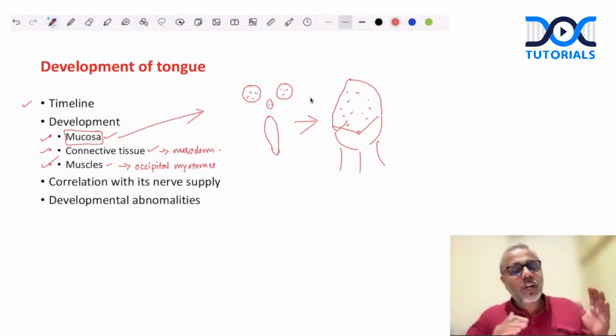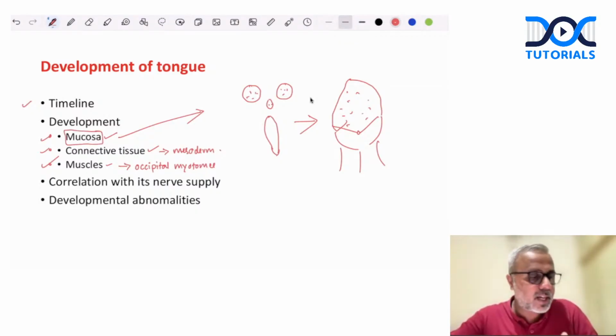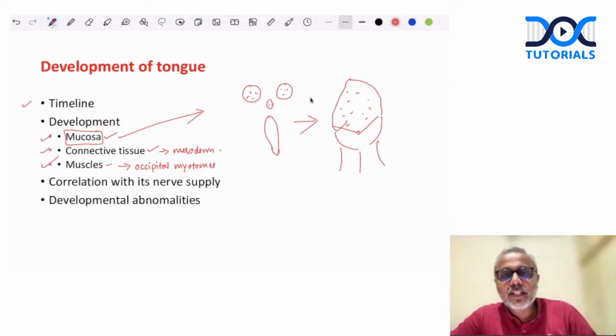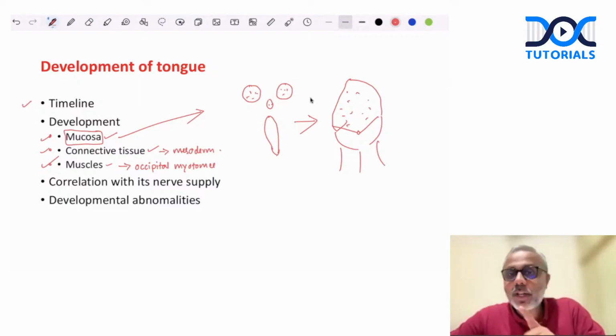So whenever we talk about lingual swellings, tuberculum impar, or even the posterior part, the hypobranchial eminence, remember, these give rise to only mucosa of the tongue. They do not give rise to connective tissue.